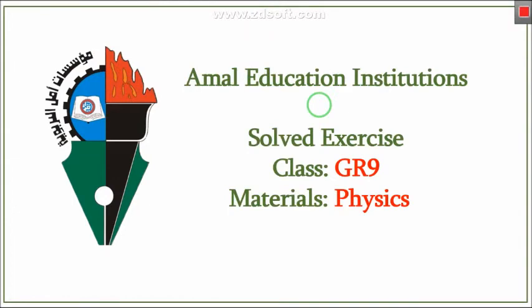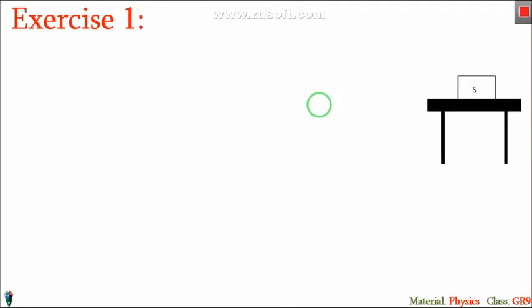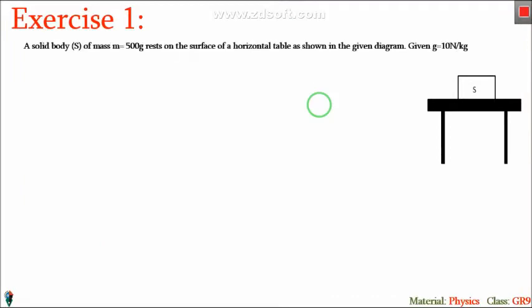Today we are going to solve some exercises about mechanical action and equilibrium. In the first exercise, a solid body S of mass 500 grams rests on the surface of a horizontal table, as shown in the adjacent figure, given that the gravitational acceleration g is equal to 10 Newton per kilogram.